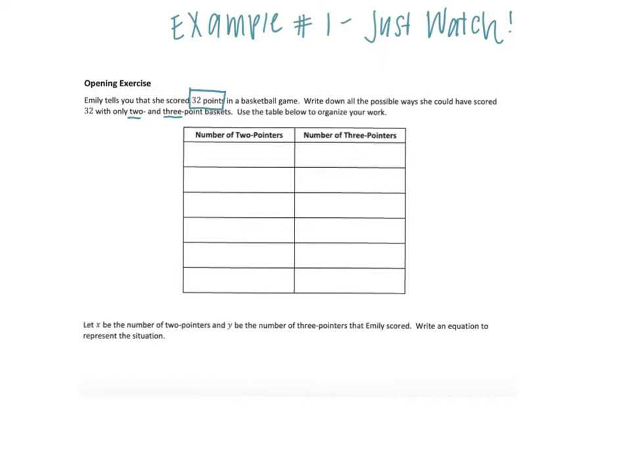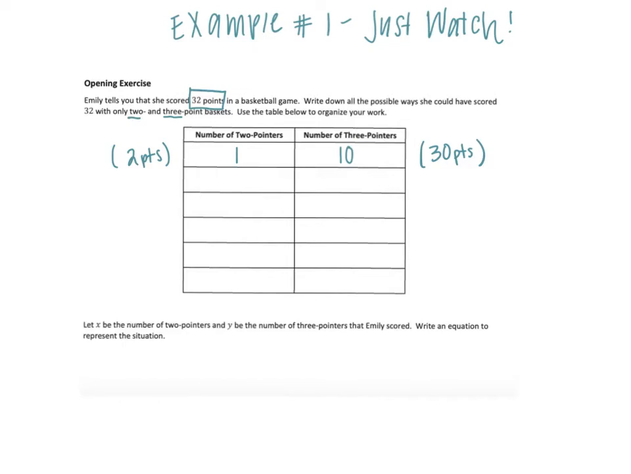I'm going to say, okay, let's say she got one 2-pointer. So one 2-pointer is worth 2 points, right? And she scored a total of 32 points. So that means there's 30 points left that have to be made for her to have that 32 points. So how many 3-pointers would she need to get 30 points? She would need 10. So this is one way she could have made 32 points, right? She could have done 10 3-pointers, got 30 points from that, and then one 2-pointer and got 2 points from that, okay?